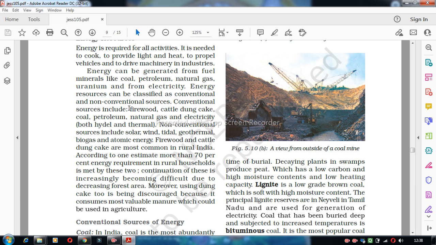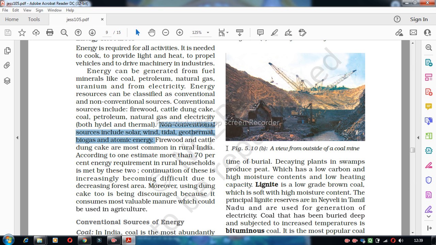They include firewood, kettle dung, coal, petroleum, natural gas and electricity, both hydel and thermal. Next, moving toward the non-conventional energy resources. When we are talking about non-conventional, they include solar, wind, tidal, geothermal, biogas and atomic energy.